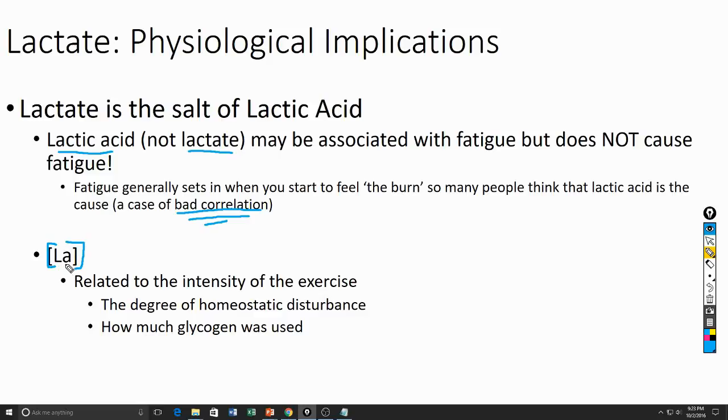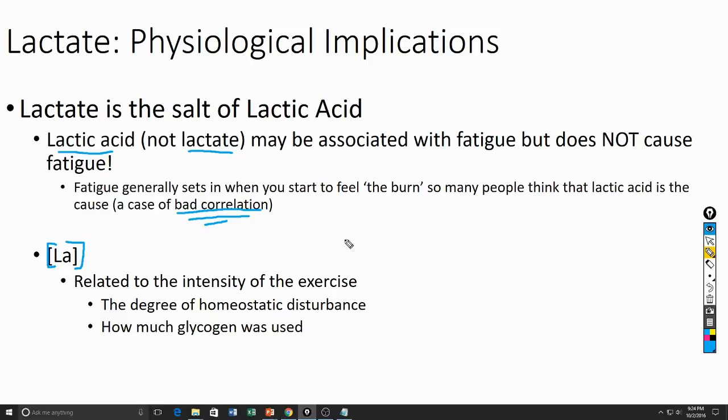So the concentration of lactic acid in your blood is related essentially to intensity of work or intensity of exercise. And that's related to homeostatic disturbance, and that is how much of your musculature are you moving at any given point. You don't have a ton of lactic acid hit your system if you're just, say, walking at a leisurely pace down the street. Most people are going to be fairly okay to do that without getting a burn.